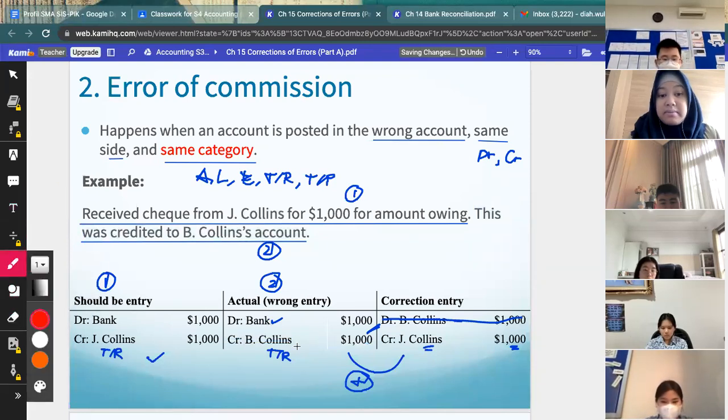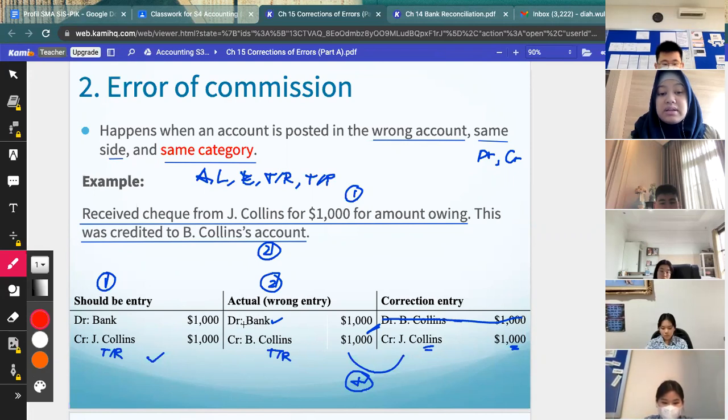Okay, but you did not record the credit side as J. Collins, but you wrongly recorded that as B. Collins. So this is the actual that you made. Yeah, it is wrong. Now, how to make a correction on that? We compare between the actual and the should be.